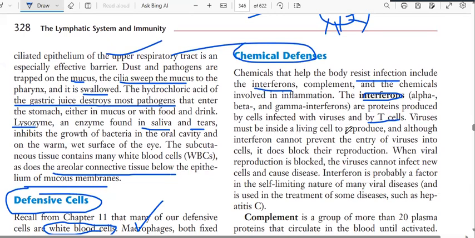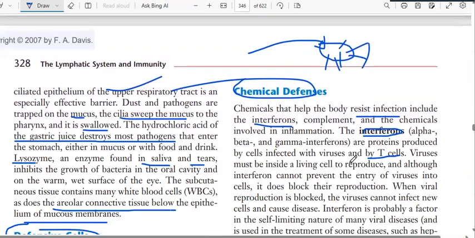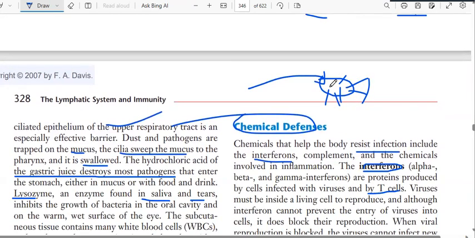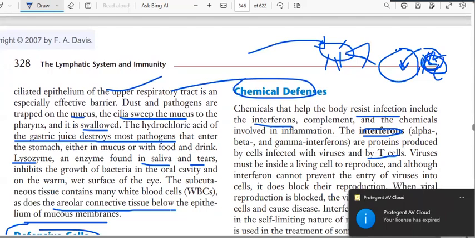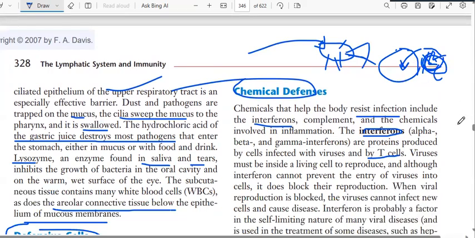A virus must be inside a living cell to reproduce. Although interferon cannot prevent the entry of virus into the cell, it does block its reproduction. So what will alpha, beta, gamma do here? They will affect the virus. Interferon will stop the entrance. The virus will multiply only after it enters the cell. Here the virus is not able to multiply, because it does not have the pathway to reproduce.